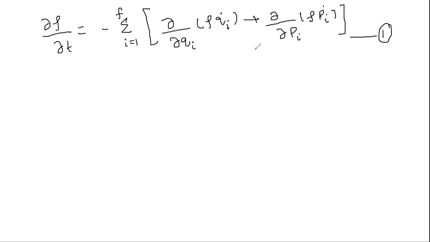So first we obtained this equation for ∂ρ/∂t, minus summation i to f of ∂/∂q_i of (ρ q_i dot) plus ∂/∂p_i of (ρ p_i dot). This is dot here, right? Then this equation we wrote as, let me write that equation also. Let me change the color of my pen to distinguish the equations.